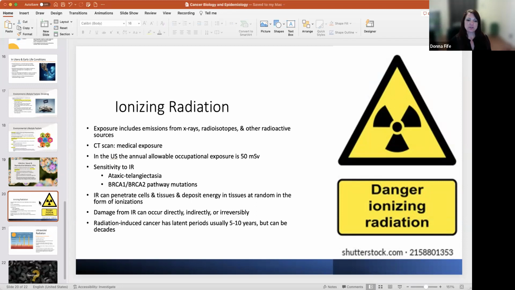Ionizing radiation can penetrate cells and tissues and deposit energy in tissues at random in the form of ionizations. Damage from IR can occur directly, indirectly, or irreversibly. Radiation-induced cancer has latent periods of usually 5 to 10 years, but it can be decades from the time that a person has this exposure to the development of cancer.